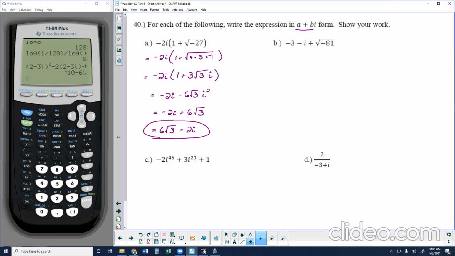Let's go ahead and take a look at b. In b, the directions remain the same. The concepts remain the same.